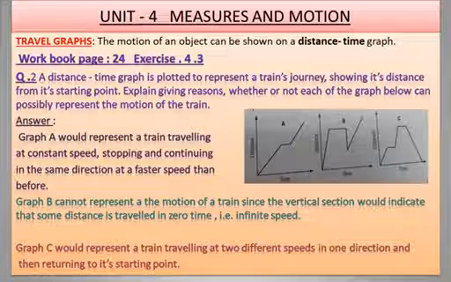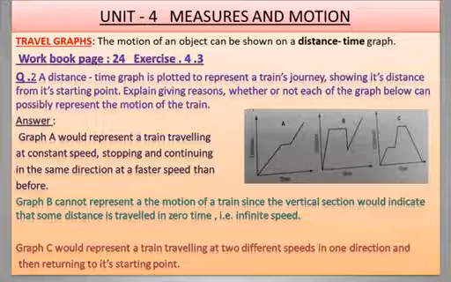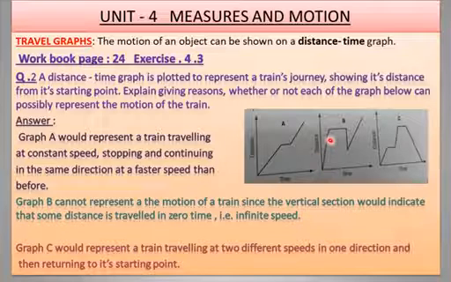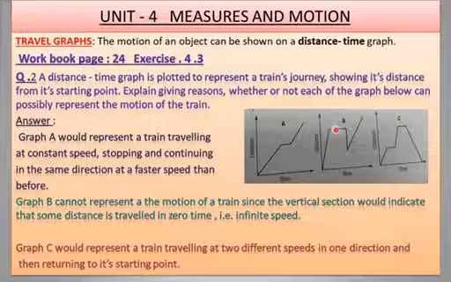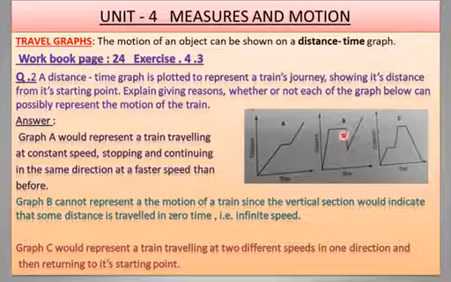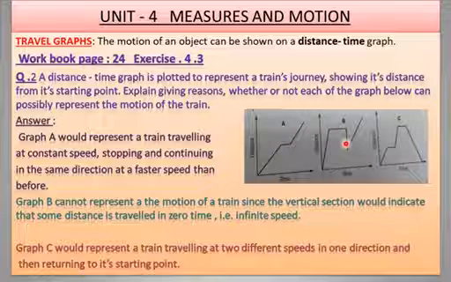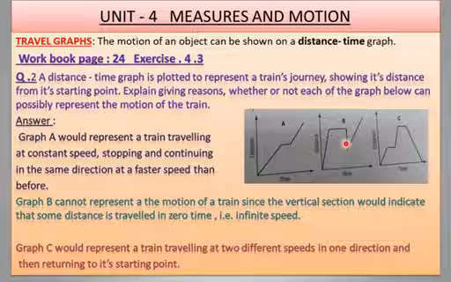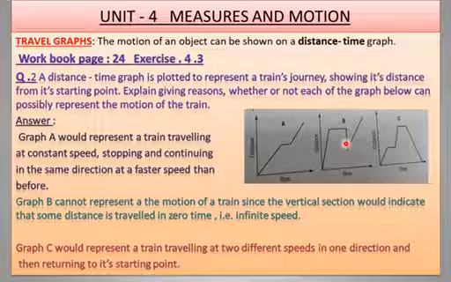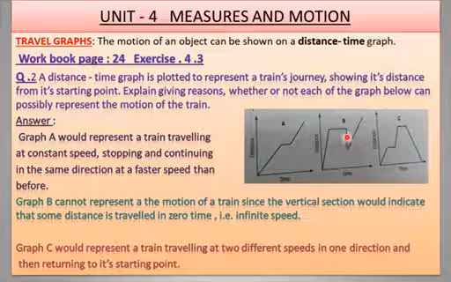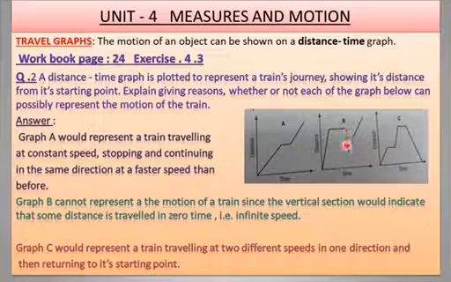Now we will go to graph B. Graph B you can see from here. Graph B is starting from a point, then it is taking rest, then it is coming down with a speed in the same time it is moving. Okay, so this vertical section would indicate that some distance is traveled in zero time. Okay, that is not possible.